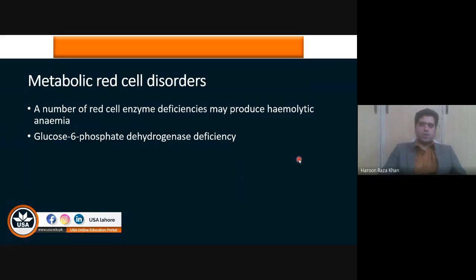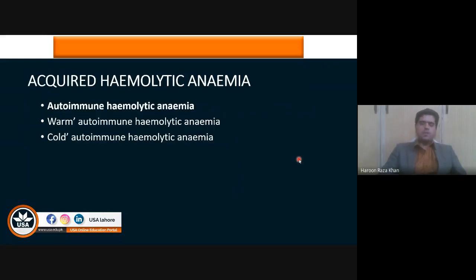That was all about metabolic type of hemolytic anemias. Next type, class, is acquired. So hereditary we discussed. Now we will discuss certain important acquired hemolytic anemias. The first one is autoimmune hemolytic anemia.